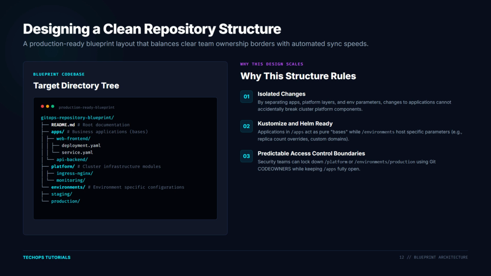The platform directory contains shared platform components such as ingress controller and monitoring tools. Since these resources are shared across applications, it's a good idea to keep them in a separate location. The environments directory contains environment-specific configuration such as development, staging, and production. This keeps each environment organized and easier to manage. This is one example of a repository structure. You can adjust it based on your organization's requirements, but the main goal is to keep the repository organized, consistent, and easy to maintain.